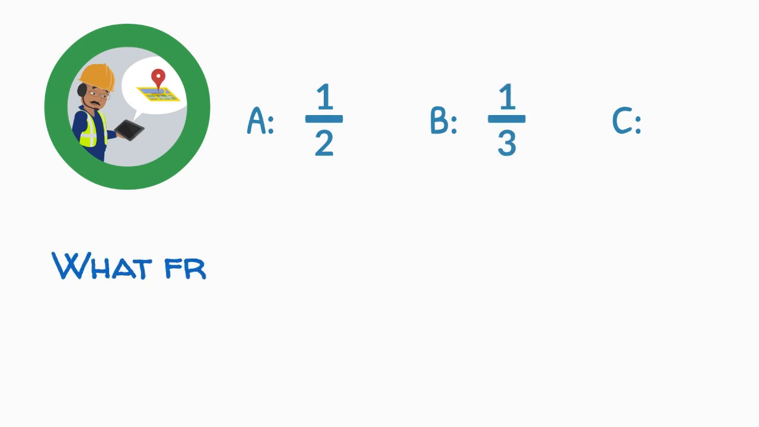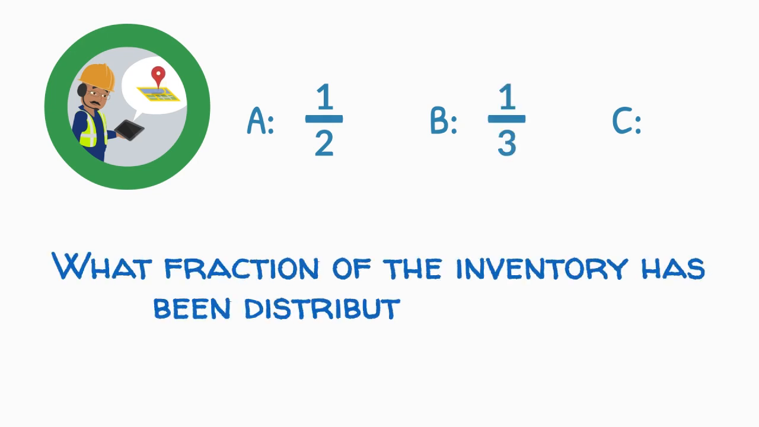Ramon distributes an inventory across 3 locations. 1/2 of the inventory goes to location A and 1/3 to location B. What fraction of the inventory has been distributed in total?